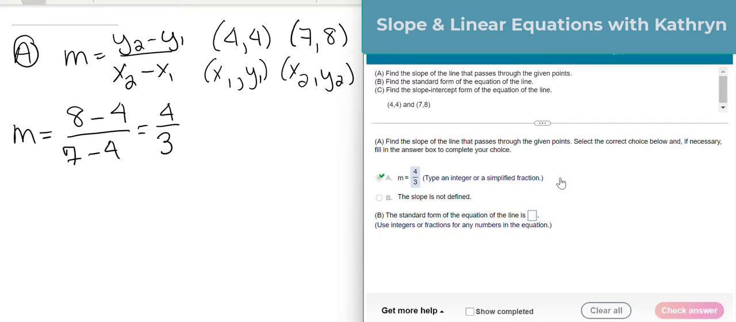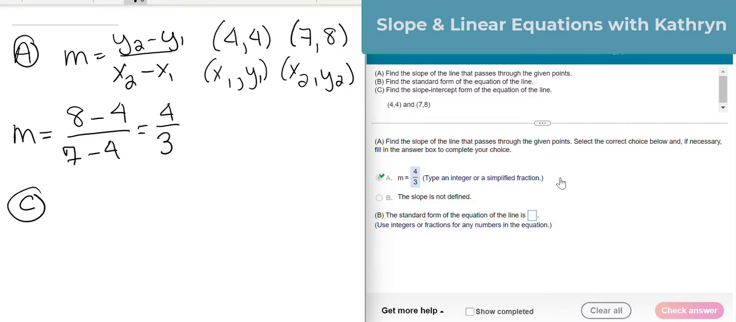I think it's a lot easier to find slope-intercept form and then standard form, so that's what we're going to do. We're going to find C next, which is slope-intercept form, and that is y equals mx plus b. Well, we know that the slope is 4/3.